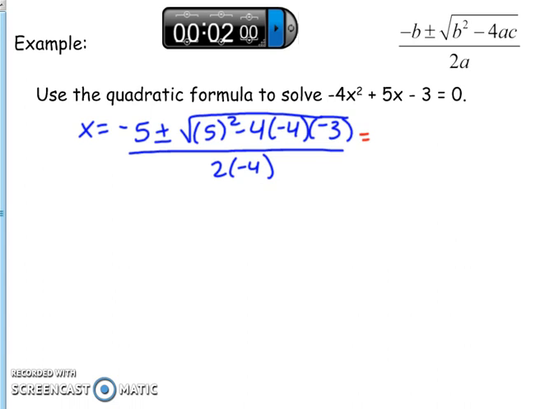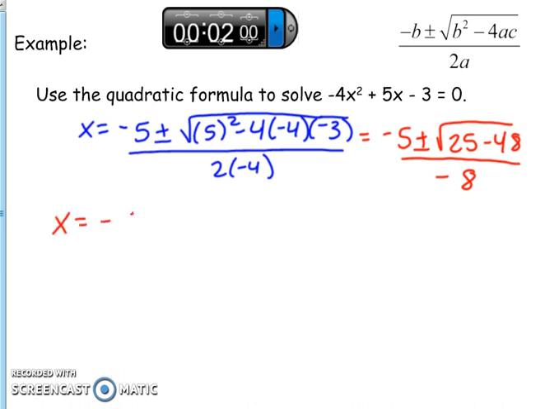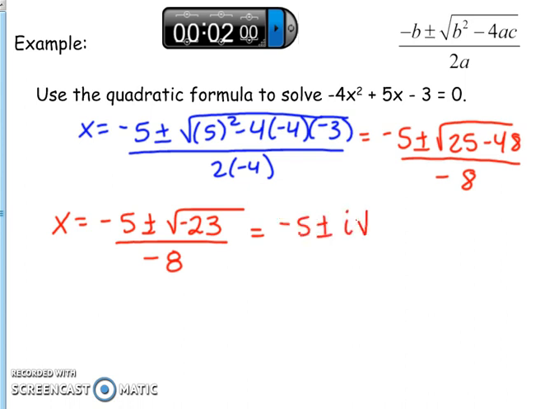Okay, so what we have is negative 5 plus or minus the square root of 25 minus 48, over negative 8. So if we keep going, negative 5 plus or minus the square root of negative 23 over negative 8. So again, 23, we can't break it down, so it would stay 23, but we're going to take out the i. So negative 5 plus or minus i square root of 23 over negative 8. Okay, so you can leave that as your answer.